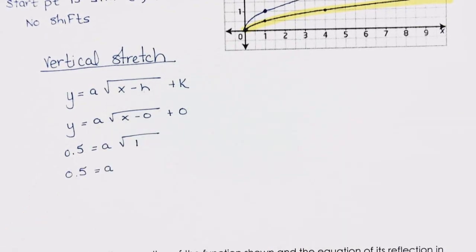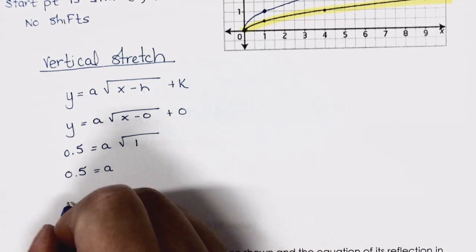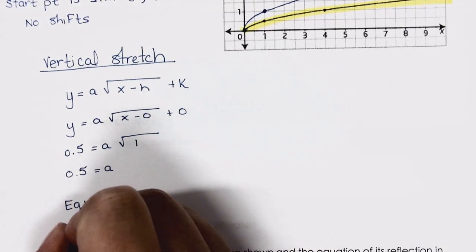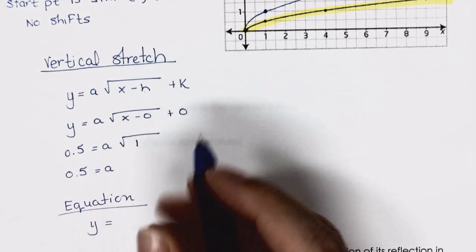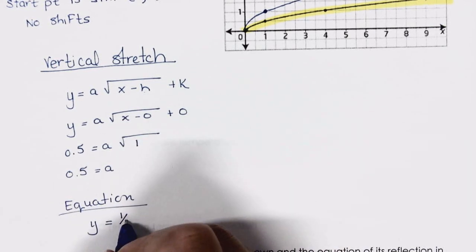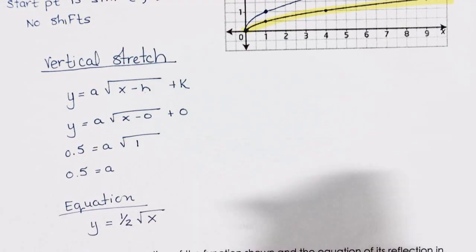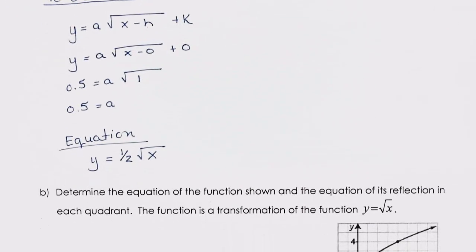And Prince, what did you say you thought the vertical stretch was? A half. So the new equation would be y equals, and we said a is 0.5, so 1/2 root x. We're taking that original graph and vertically stretching it by 1/2. Does that make sense to everybody? We're good with that? All we did was some math.